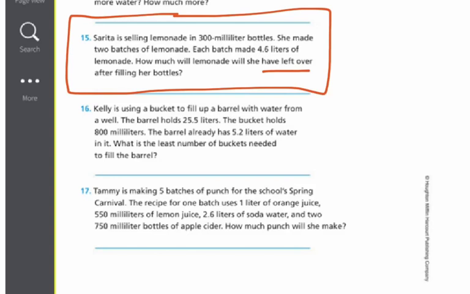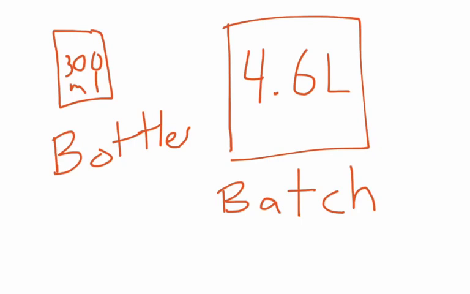Looking at number 15, Sarita is selling lemonade in 300 milliliter bottles, and she made 2 batches of lemonade. Each batch has 4.6 liters. So again, you have milliliters and you have liters that you're comparing. How much is she going to have left over after filling her bottles? To do that, I drew a picture model. This is one batch, 4 6/10 liters, and that's 1 bottle, which has 300 milliliters.